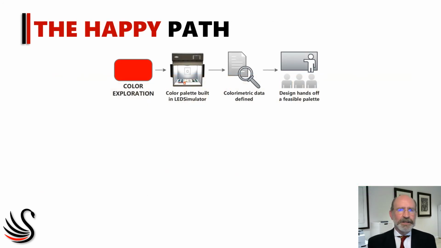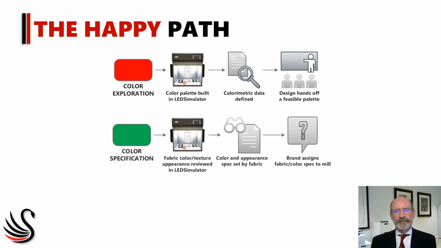In essence, this is what the happy path, the ideal process, should look like. We'd start with color exploration using LEDSimulator to vet all available colors. And then we would convert that selection into the proper colorimetric data. That means the digital color data that feeds different processes. In essence, we've created a palette up front that we are happy with, that we are satisfied with, that these colors will be on all the products that are going into the market that season.